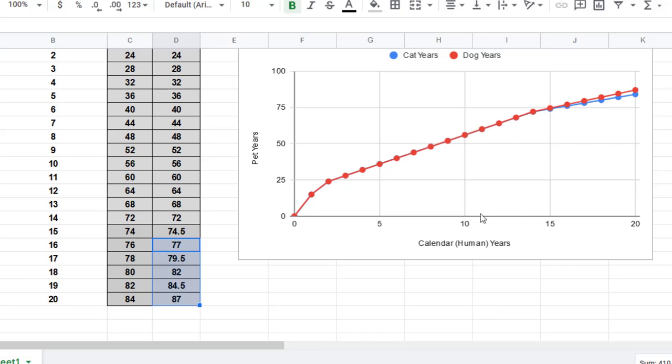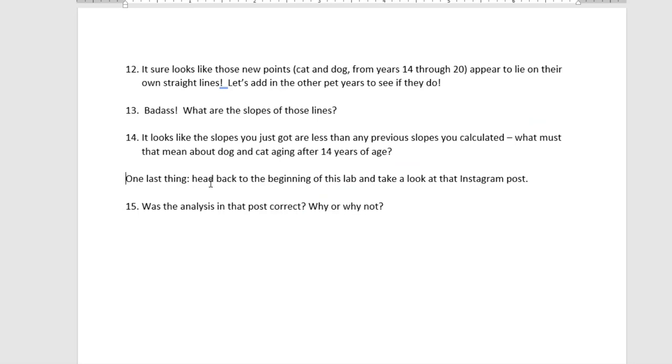The lines are connected. I'm buying all this. What are the slopes of those lines? I think we just figured it out. For the cats, it is 2 cat years per 1 calendar year. And for the dogs, it is 2.5 dog years per 1 calendar year.